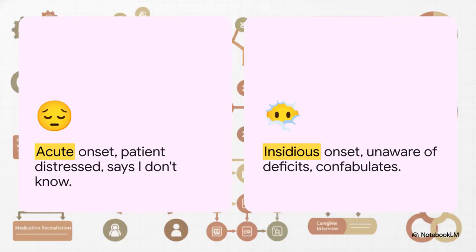Now, how do we distinguish depression-related pseudodementia from true dementia? It all comes down to awareness. Pseudodementia has a much more abrupt onset. These patients are actually distressed by their deficits, they have sleep or appetite changes, and they'll frequently just answer, "I don't know," to your questions. True dementia has an insidious onset. The patients are relatively unaware of their deficits, and instead of saying, "I don't know," they'll often confabulate answers.